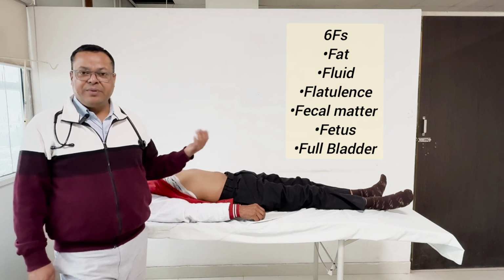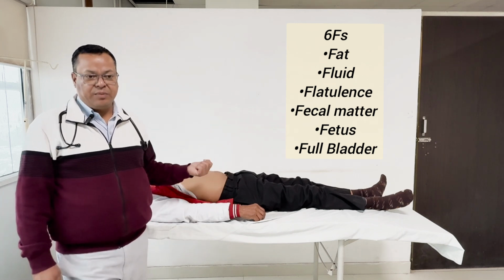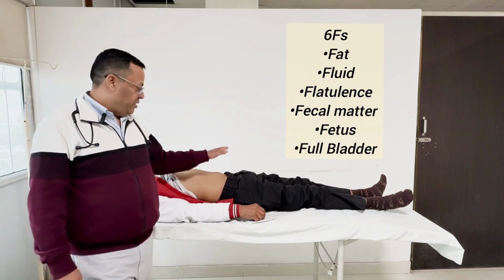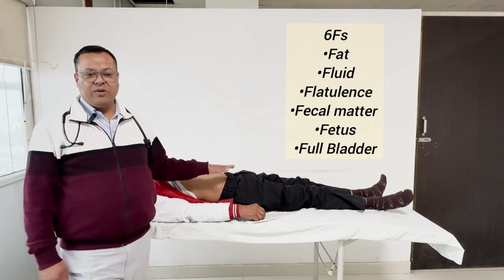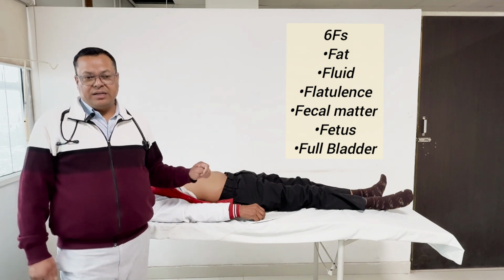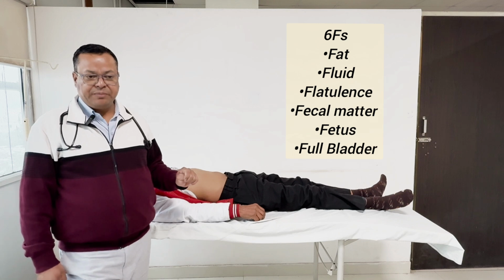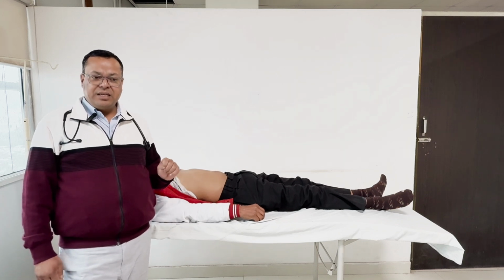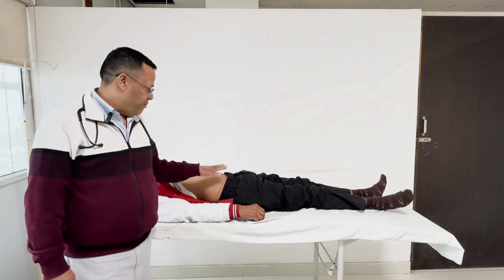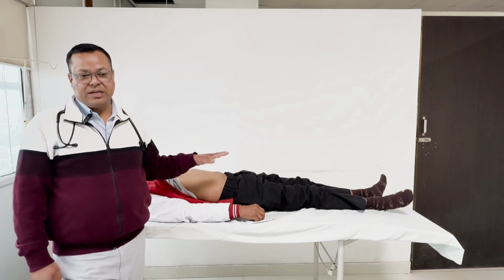And fetus, in a pregnant female there is a distended abdomen. And the last one is, if the urinary bladder is full, then also you may have a distended shape of abdomen. Second is the abdominal muscle. If a mass is there, then also it may be distended.